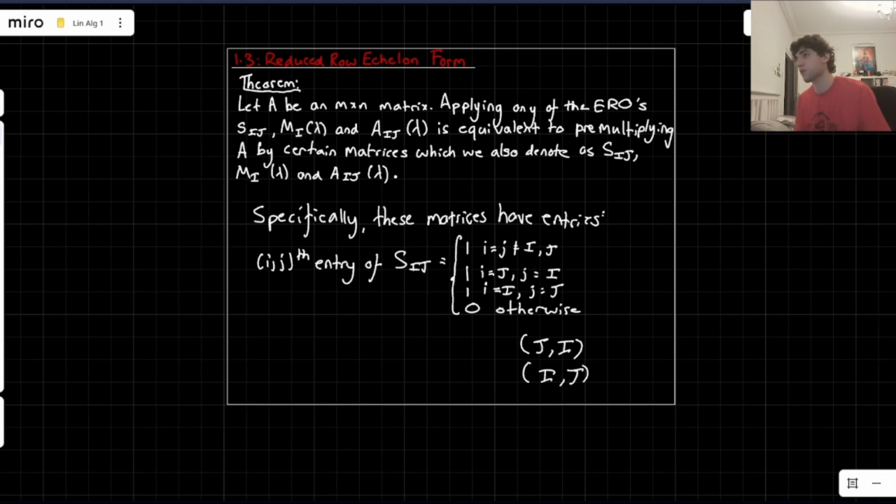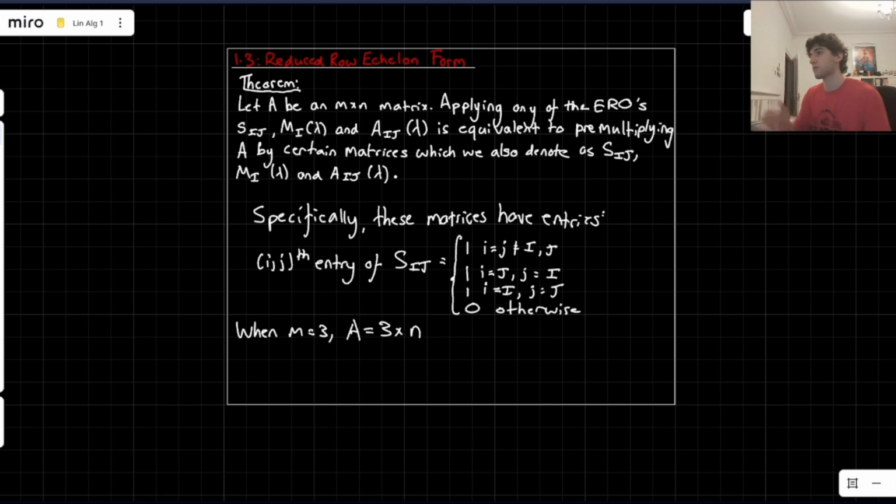Okay, obviously I need to specify what capital I and capital J are, and I also need to specify the dimension, or at least m. So I need to specify the number of rows of my matrix A. An actual physical example of this is when m is equal to 3. Then obviously the matrix capital A has 3 rows and n columns. It doesn't matter how many columns it has.